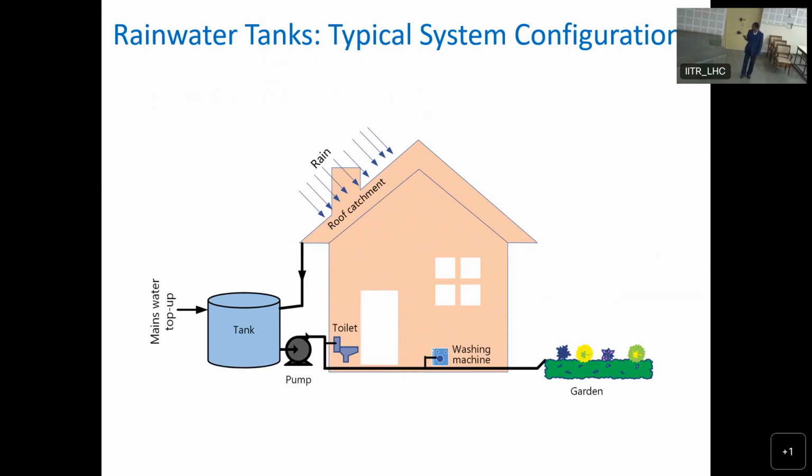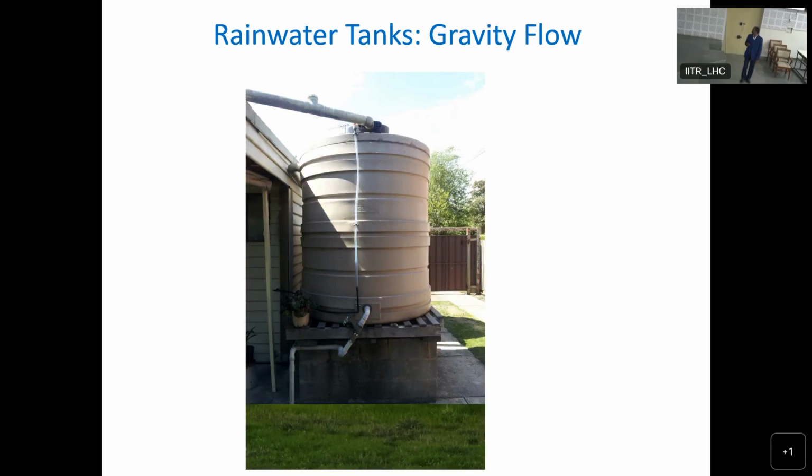This is from the roof, that collects the rainwater, and after that it goes to the tank, and from the tank we can use it for the toilet, washing machine and toilet purpose. That is the name here. The tank can be kept here and the water is stored in that tank.